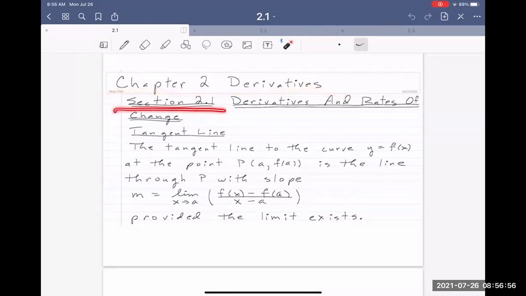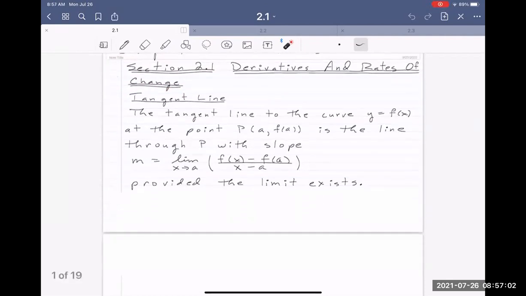Derivatives. Section 2.1, derivatives and rates of change. On the very first day, we gave an intuitive concept of what the derivative is. We'll start out with some intuitive concepts of the derivative. And now that we have the concept of a limit, we'll be able to give a more rigorous definition of what we mean by the derivative.